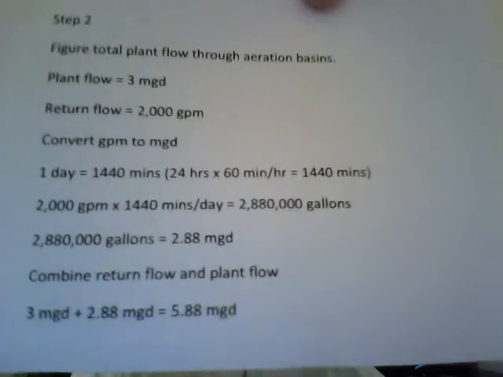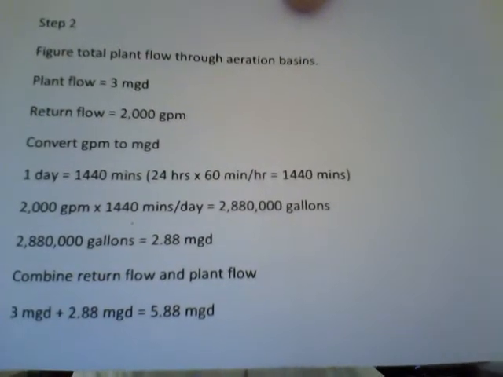Step 2 was figuring out how much flow goes through the basins. To find the flow, we had to do 2 things. Hopefully you can see all of that. To find the flow, I already knew the plant flow, which was 3 million gallons a day. We also have return flow, which we pump back through the plant at a rate of 2,000 gallons a minute.